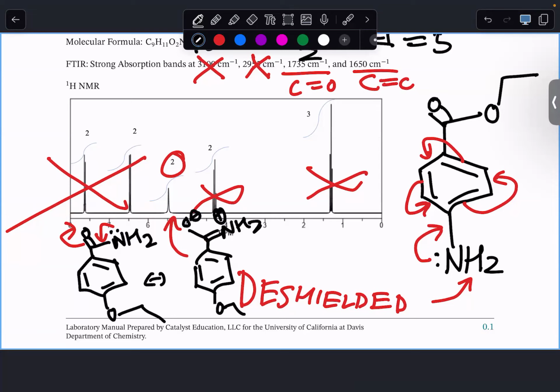And what does that make it? Does it make it more de-shielded or shielded if it can move more? More de-shielded, right? Which is why it's more de-shielded than usual here. That's why it's this one and not the same idea here.